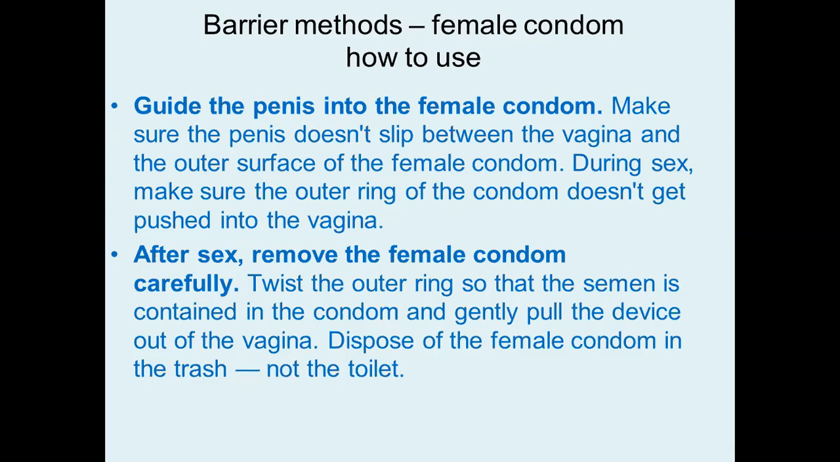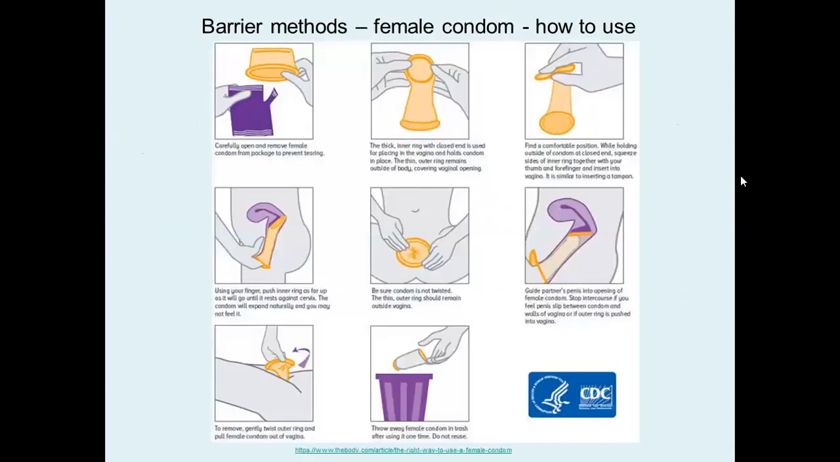After sex, remove the female condom carefully by twisting the outer ring so that the semen is contained within the condom, and gently pull the device out of the vagina. Dispose of it with the trash, not in the toilet, because again, it's going to block the sewage system.